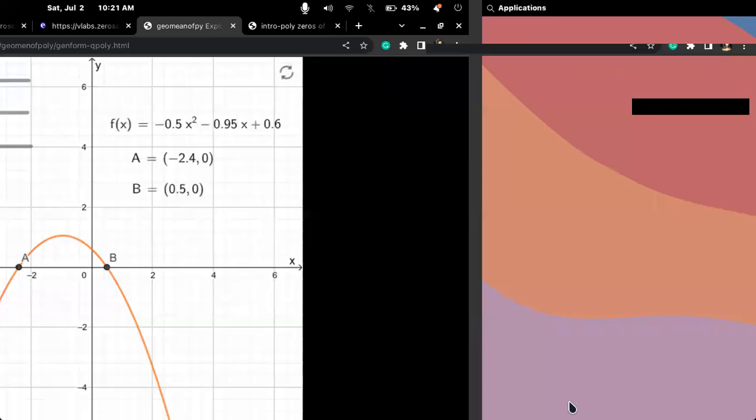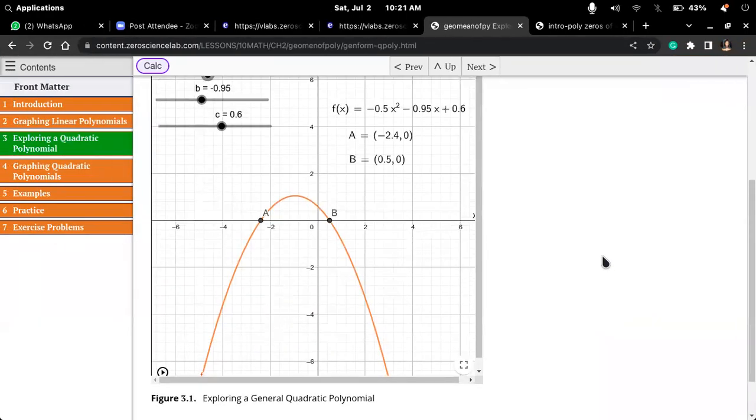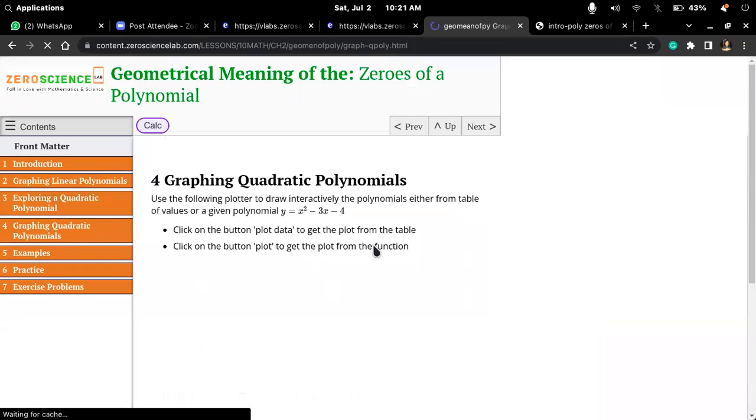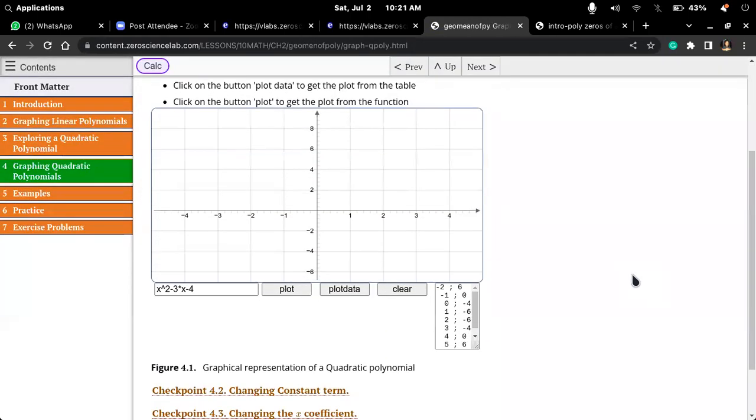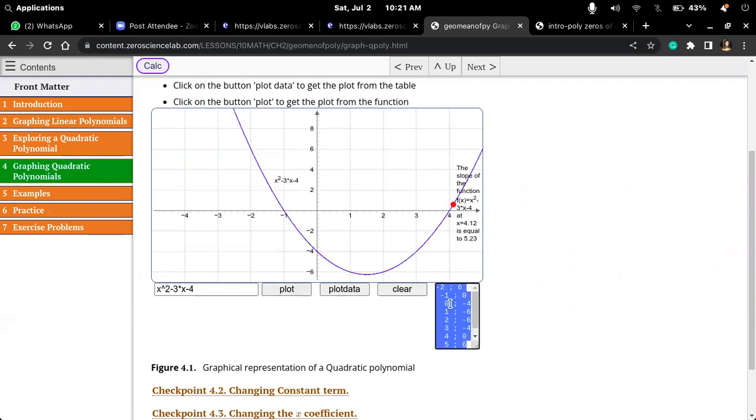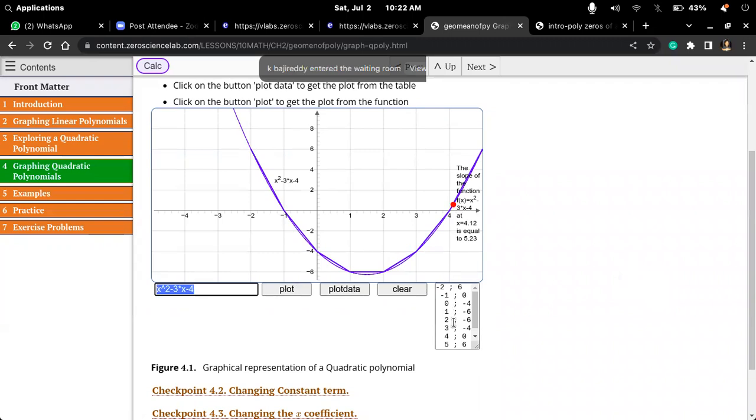So we can use this one for exploring any general polynomial, and then similarly as before we have this tool. We can give any function here. You can type any function and we can plot it. Similarly, we can plot a graph out of the table of values. So this is almost coinciding with the plot that we got from the function. So both are possible. You can plot a graph out of a function or out of a table of values.